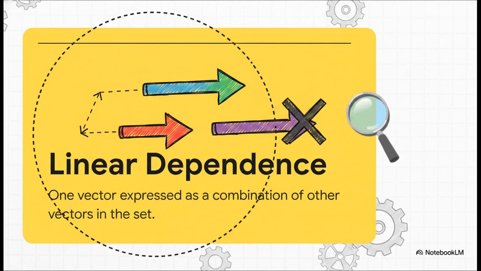Think of it kind of like this. If you can create vector C just by mixing vector A and vector B together, well, vector C isn't really giving you any new information, is it? It's a total copycat. It's completely redundant, and having that redundancy makes the entire set linearly dependent.